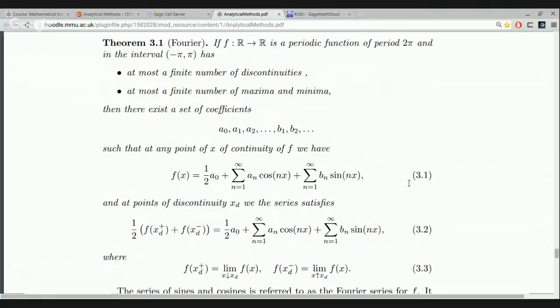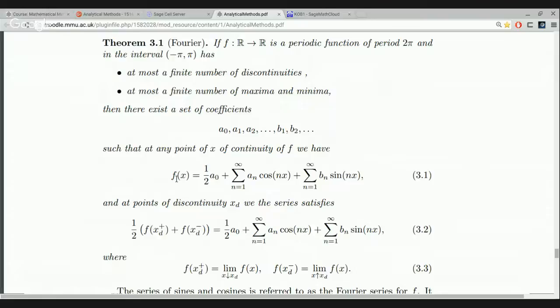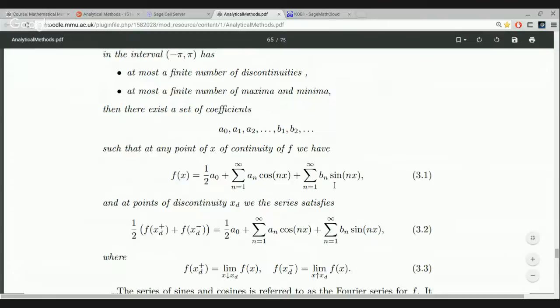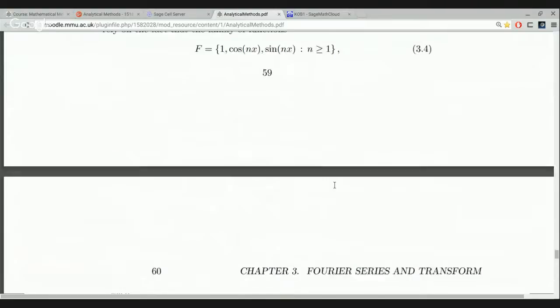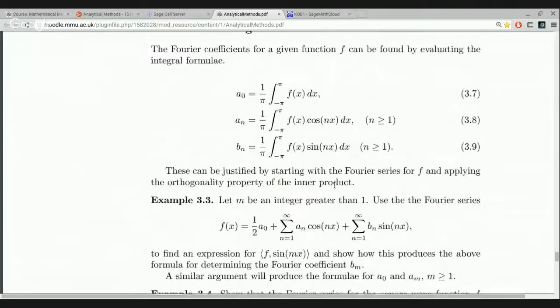So the task there is to identify what the coefficients in this linear combination are. To find the Fourier series for a given function f, that's the problem of finding a naught, finding all the an's, and finding all the bn's. Now where do these come from? We discussed this last time. We have the Fourier coefficient formulae. These are the ones showing on the screen, 3.7 through 3.9.